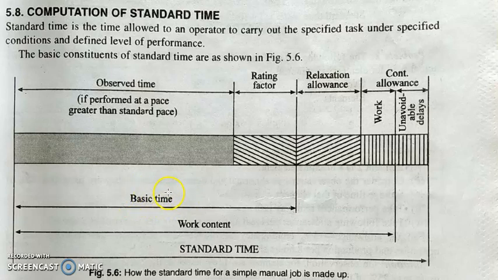In the next step, we will see how to obtain the basic time with respect to observed time and rating factor. So here, with respect to observed time, the rating factor is multiplied to obtain the basic time. And once we obtain the basic time, then we have to add certain allowances which are related to various work elements. So what are these allowances?